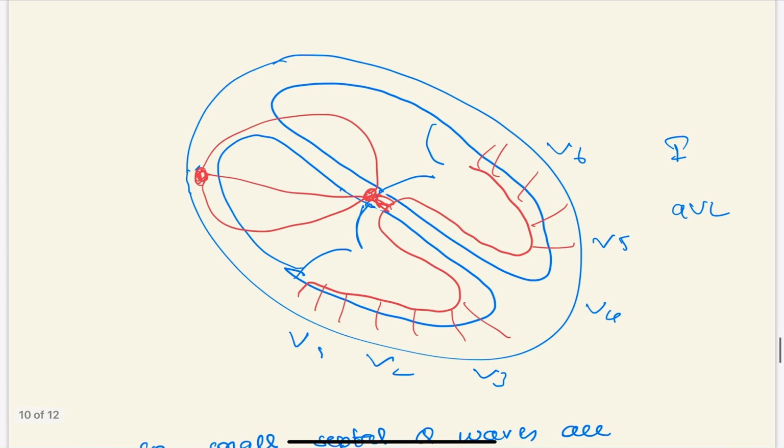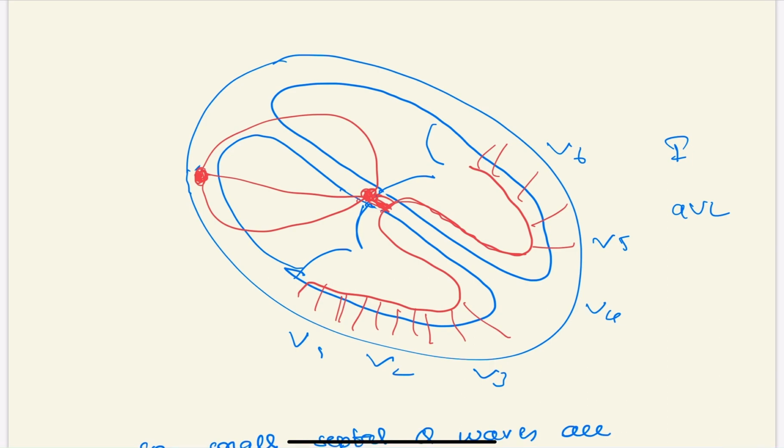See, this is your SA node, and this is your AV node, and this is your bundle of His, and this is the left bundle branch, right bundle branch, and these are your Purkinje fibers. Normally, the SA node generates the electrical activity, that's why it's called the pacemaker, and it reaches the AV node. The depolarization wave reaches the AV node via internodal fibers. After a delay, it passes through the bundle of His and then the bundle branches.